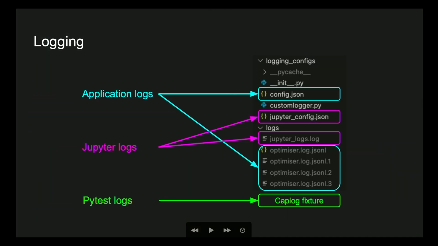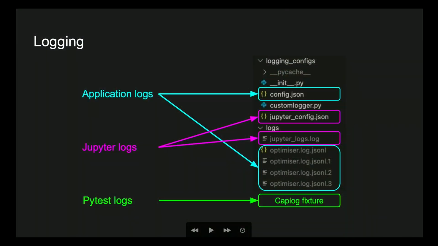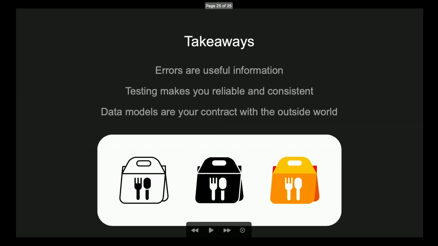And so what it means for me now is that my application logs have their own configuration, and they all end up in one spot. When I'm in Jupyter, that has a separate configuration. Those logs come out in a different format and go to a different place. And then, in case you didn't already know, PyTest has got a caplog fixture, so you get control in there when you're running a test session about how your logs show up. And that's kind of it.